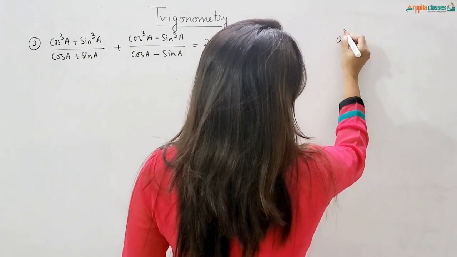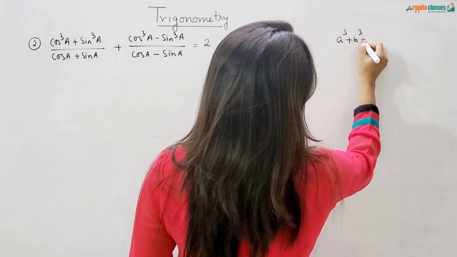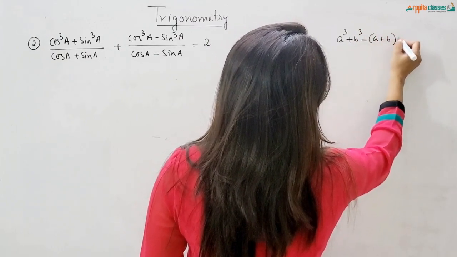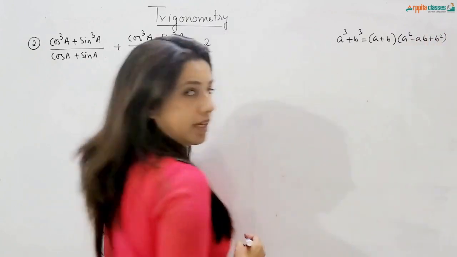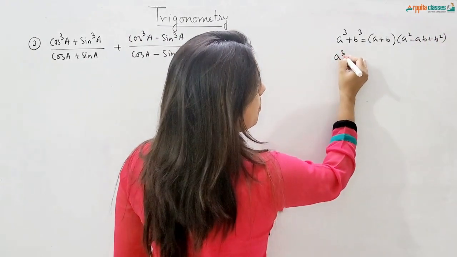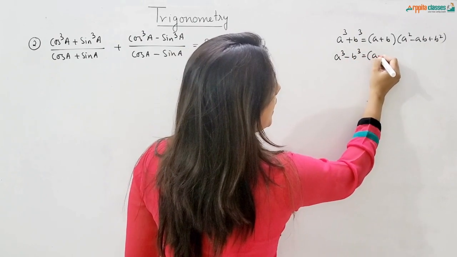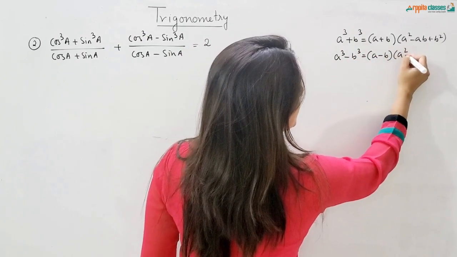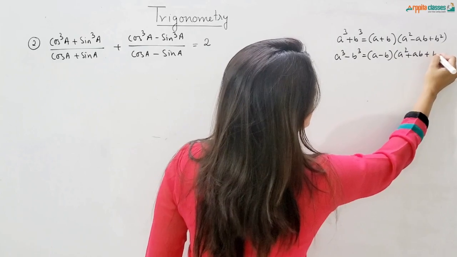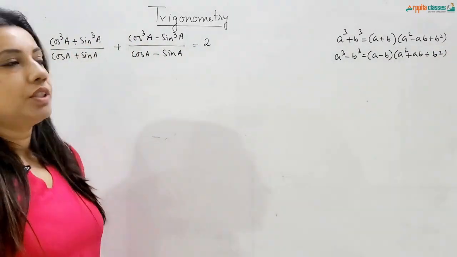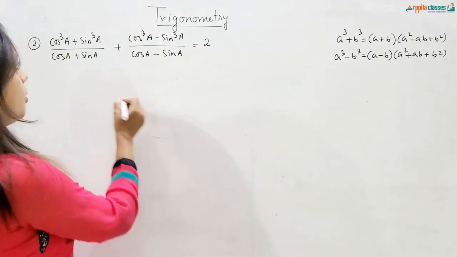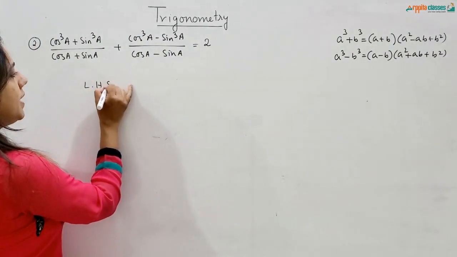If you remember, the formula for A cube plus B cube is A plus B whole into A square minus AB plus B square, and A cube minus B cube is A minus B, A square plus AB plus B square. So we are going to expand the numerator in the form of A cube plus B cube and A cube minus B cube. So take the left hand side.